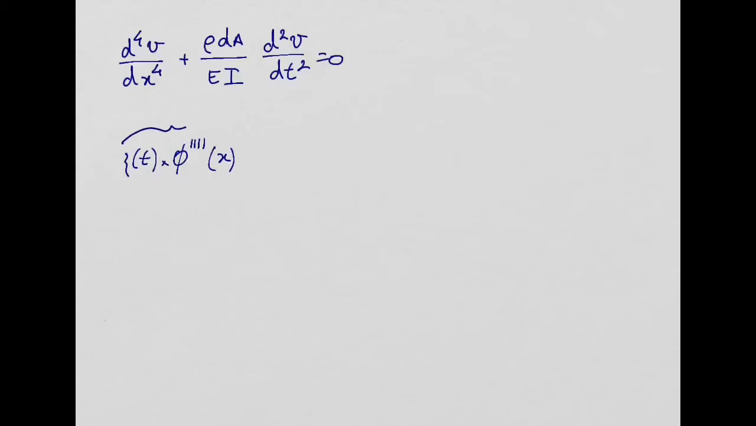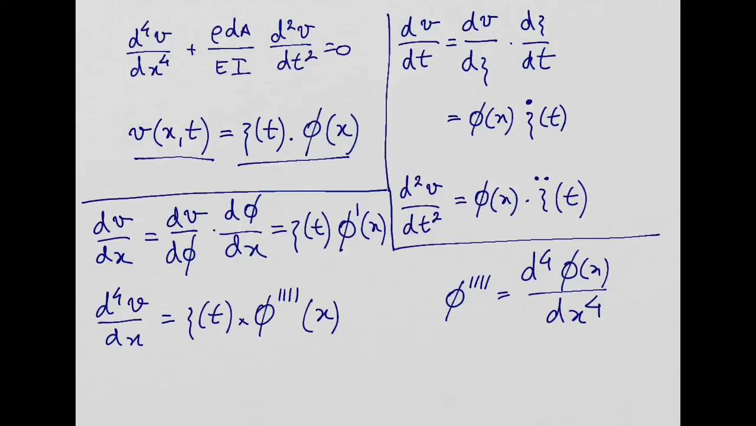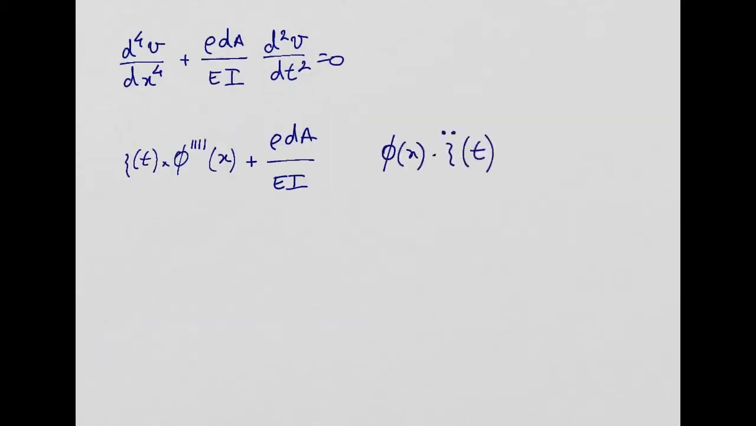So this is the fourth derivative of the deflection in order to x. Now we have plus rho dA over EI times the second derivative of the deflection in order to time, and that is given by this term here, which I can copy. Copy and paste. Right? And this needs to be equal to 0.